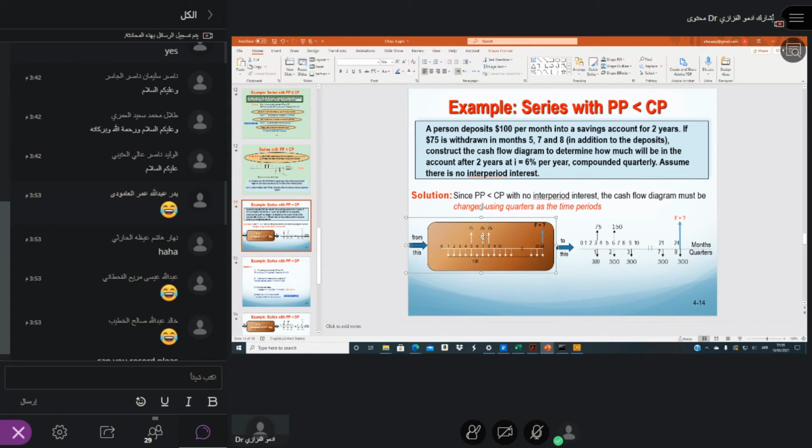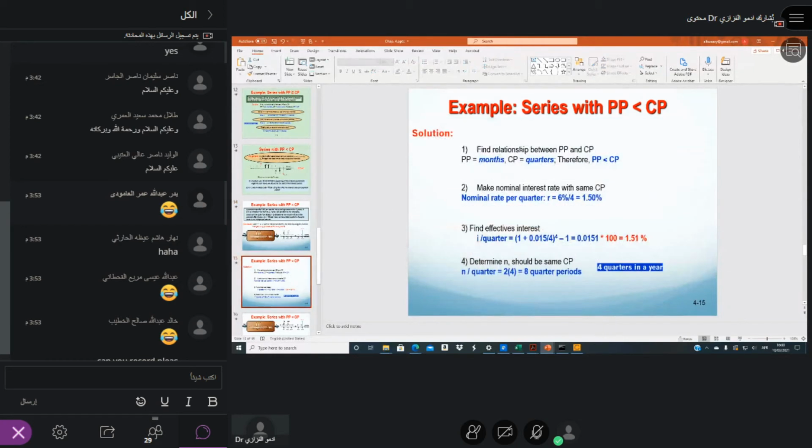And then 75 plus 75, which is 150, you move them to the beginning of this interest period, that is month number 6. So that is how you construct the new cash flow diagram. And so for the calculation, the first thing you say is you find the relationship between PP and CP and see what kind of calculations you will make.